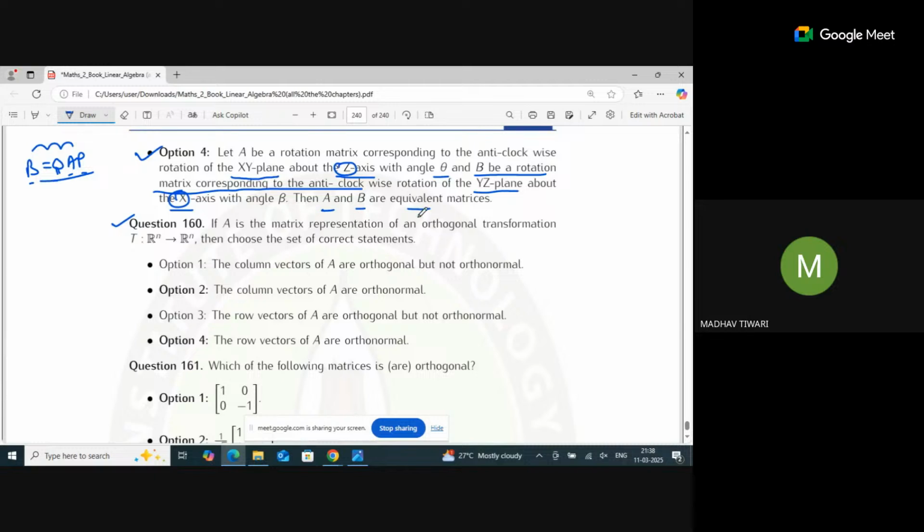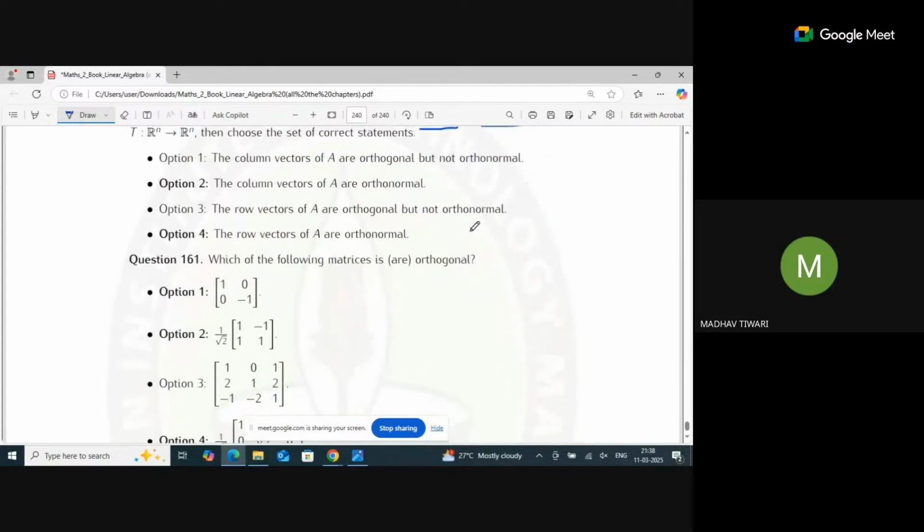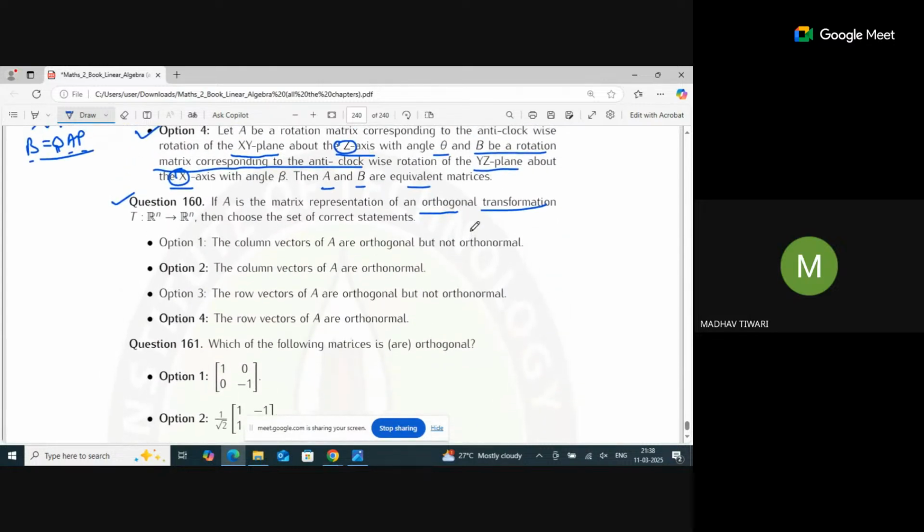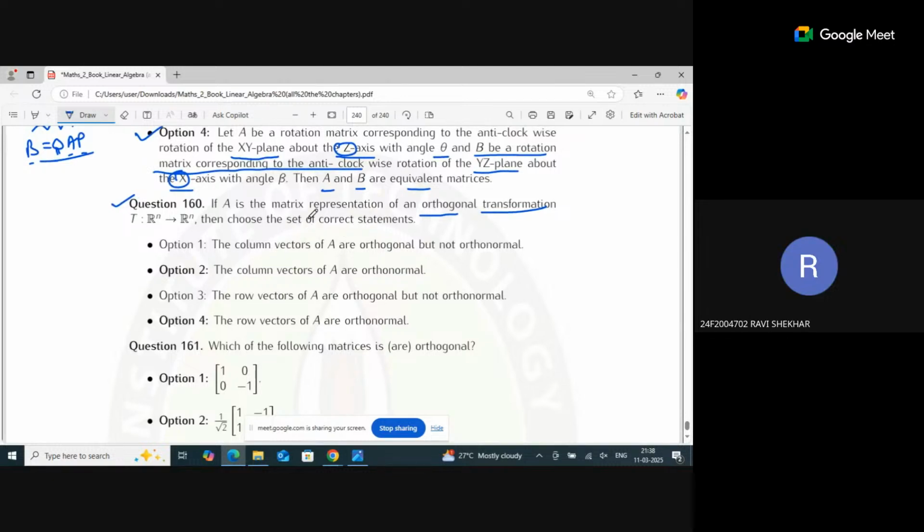So question 160 here. It is saying: representation of orthogonal transformation, choose the correct set of vectors. Okay, there is an orthogonal transformation. So what are orthogonal transformations? The inner product of the vectors should be the same as the inner product of the transformations.